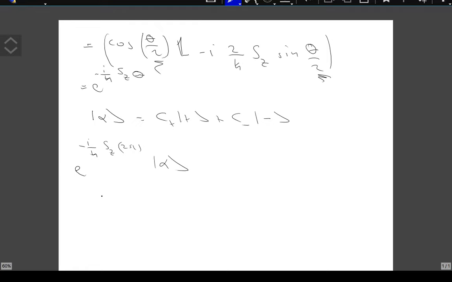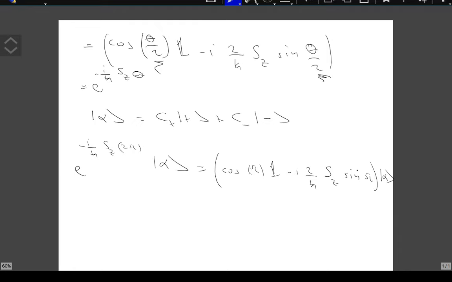But the problem is when you look at what happens to the kets. After a rotation by 2 pi, we can write this ket as cosine pi times 1 minus i 2 over h bar Sz sine of pi, acting on alpha.